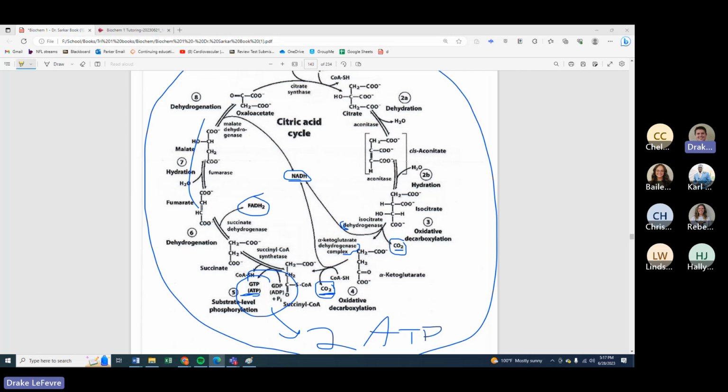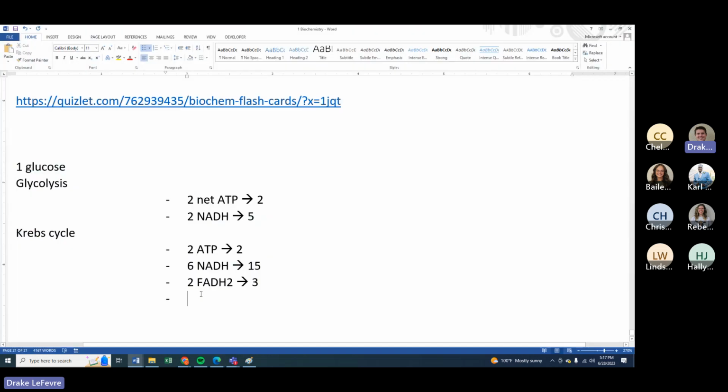So when we do all the math, it works out to 27. The way that he'll give you the question, if you follow the math like this, knowing the 2 net ATP, 2 NADH, 2 ATP, 6 NADH, and 2 FADH2, you should get the correct number. So it should be about 27 net ATP. The answer won't always be 27. It might be 28, 29, something like that. It just depends on what values you use for the NADH.